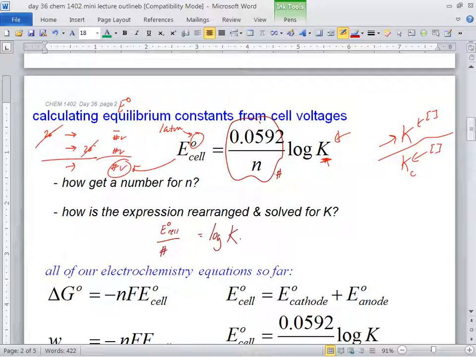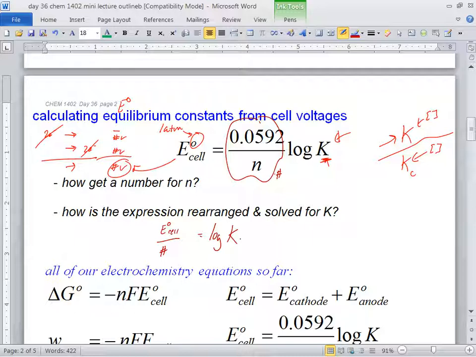So she got you halfway there. You see how she's getting this number? She's just dividing 0.0592 over the number of electrons that canceled. Divide E0 cell by that number, you get log of K. How do you get K now?